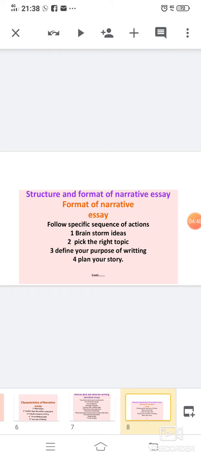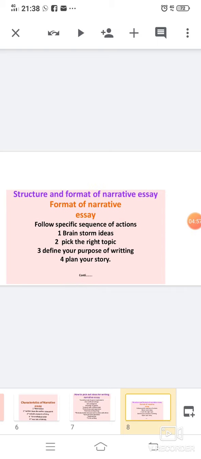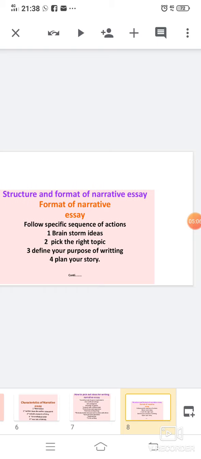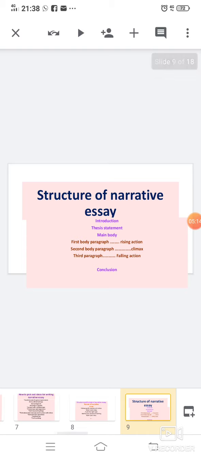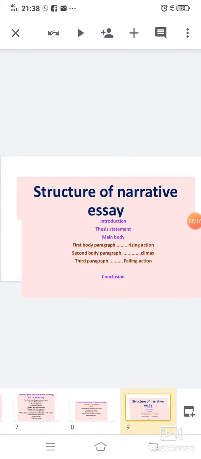The first one is brainstorming ideas, pick the right topic, define your purpose of writing, and plan your story so that it should have a rising action, climax, and a falling action, and should be able to draw a logical conclusion from it. If you approach your writing step by step as described above, the whole process will become less stressful and much quicker. After the format of the narrative essay, now we move to the structure of the narrative essay.